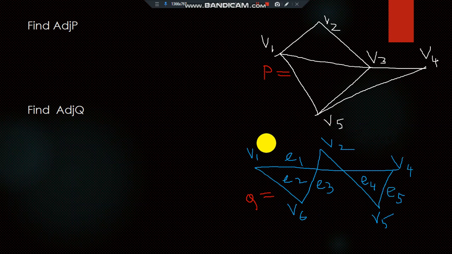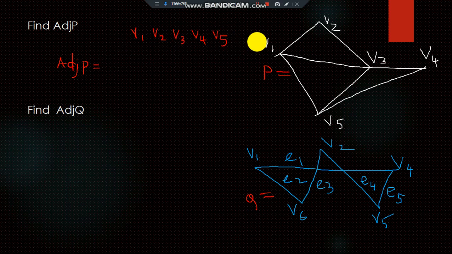Now what we have to do is find an adjacency matrix of P, where P is the graph given to us. First we have to write all the vertices v1, v2, v3, v4, v5 in a horizontal way: v1, v2, v3, v4 and v5.